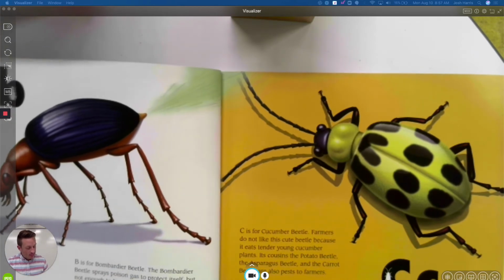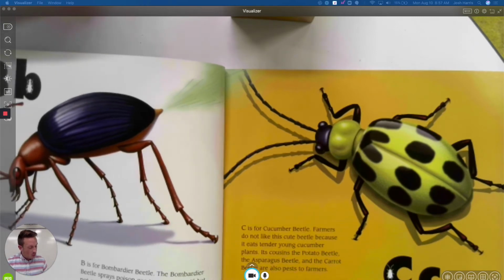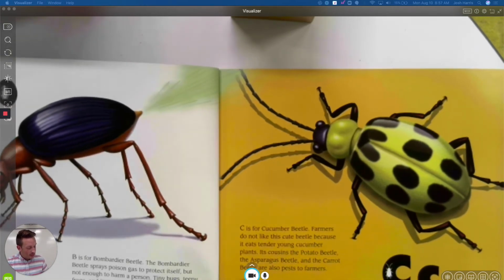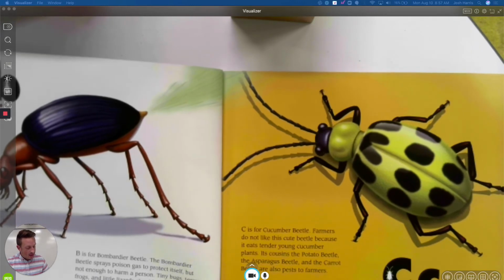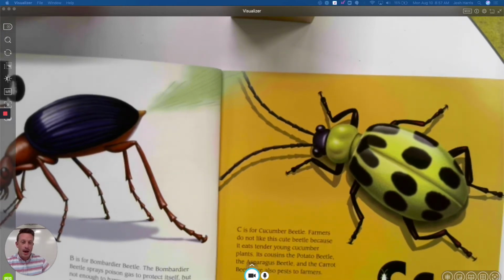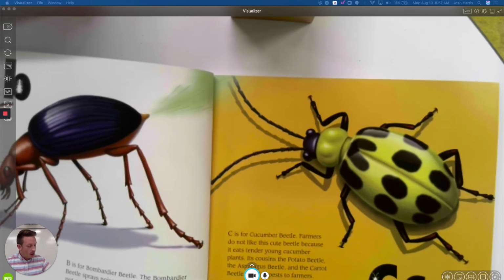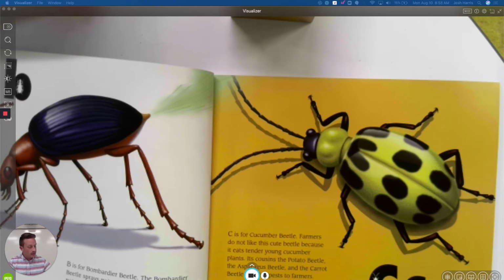So B is for the bombarder beetle. The bombarder beetle sprays poison gas to protect itself, but not enough to harm a person. Tiny bugs, teeny frogs, and little lizards should watch out. C is for cucumber beetle. Farmers don't like this cute beetle because it eats tender young cucumber plants. Its cousin, the potato beetle, the asparagus beetle, and the carrot beetle are also pests to farmers.